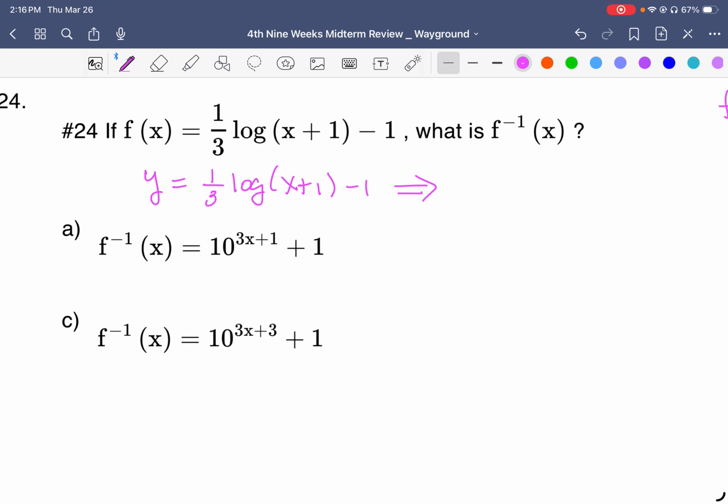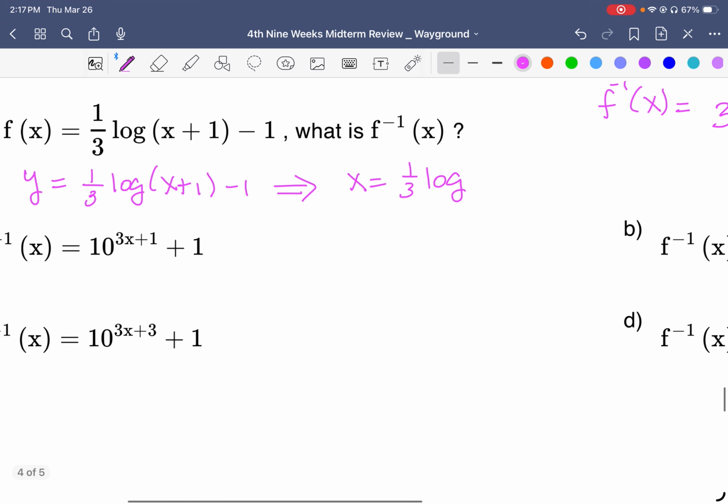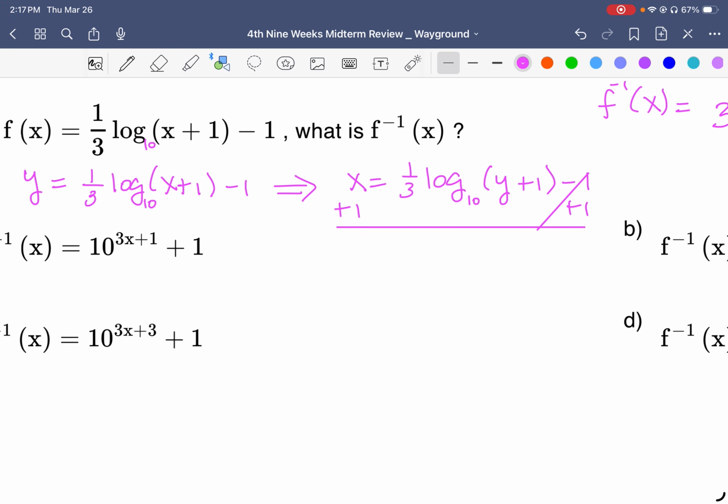And then I'm going to swap x and y. So it'll be x equals 1/3 log, and this has base 10 because it was imaginary, so I'm going to add it there, of y plus 1 minus 1. We're doing reverse PEMDAS, starting with what can you add or subtract. I'm going to add 1. We have x plus 1 equals 1/3 log base 10 of y plus 1.